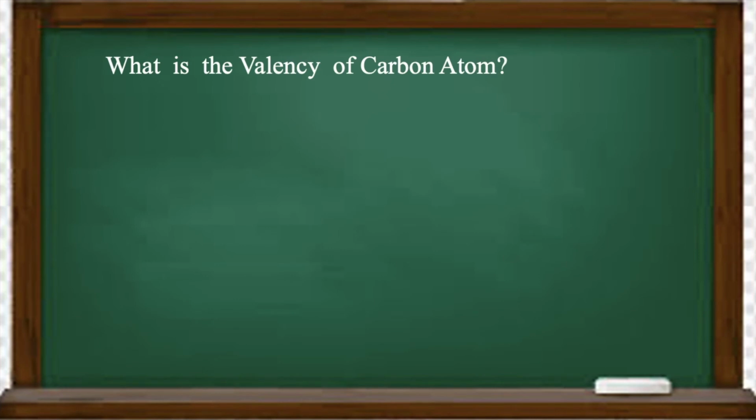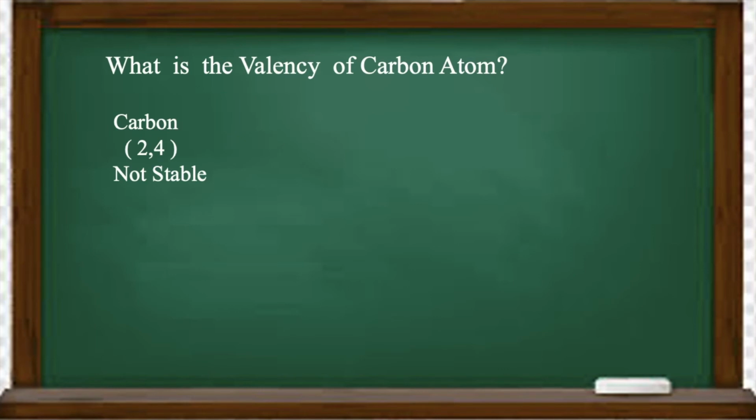Let's see one more example. What is the valency of carbon atom? To find out valency, you should know the atomic number of carbon atom. So the atomic number of carbon is 6, right? The configuration is now 2, 4. So in the outer shell it has 4 electrons. It needs 4 more electrons to achieve its octet configuration.